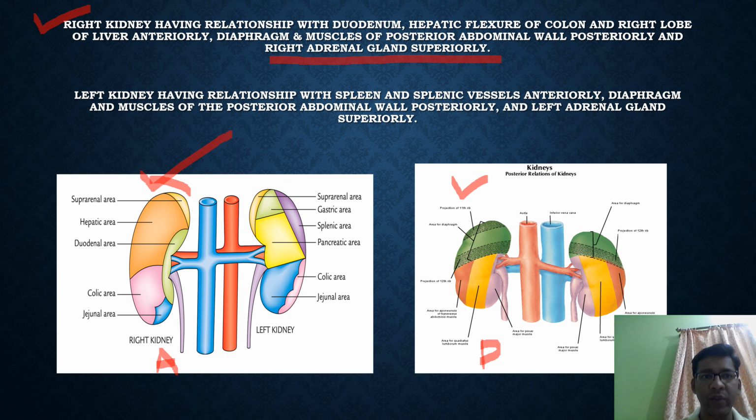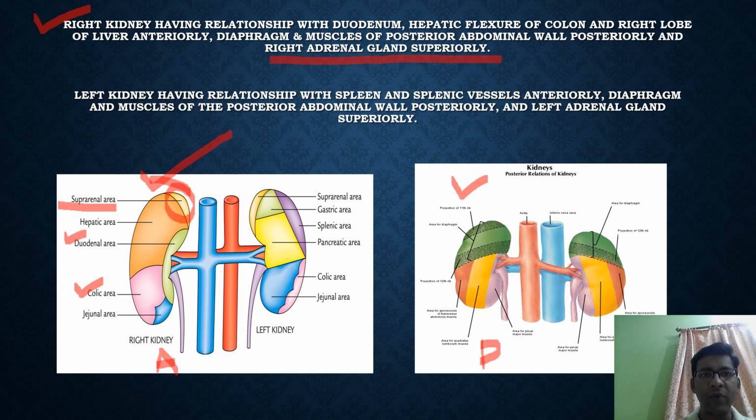This is the right kidney posterior relationship, and this is the right kidney anterior relationship. As we can see, the suprarenal area is above the kidney, and the anterior part, that is the duodenal area, colic area. These all are organs that remain anterior to the right kidney.